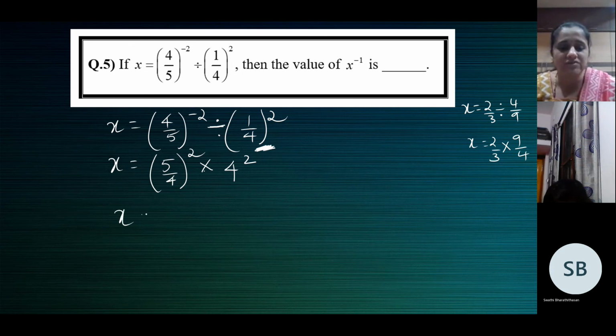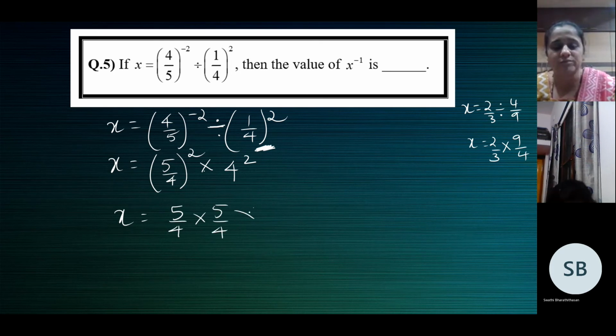Next step, x is equal to 5 by 4 the whole square, which means 5 by 4 into 5 by 4, and 4 square means 4 into 4. So now you can simplify this, and we get x is equal to 25.